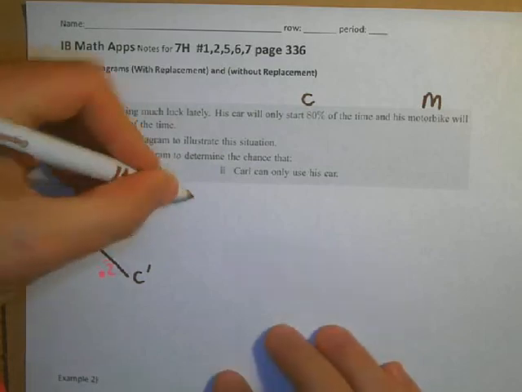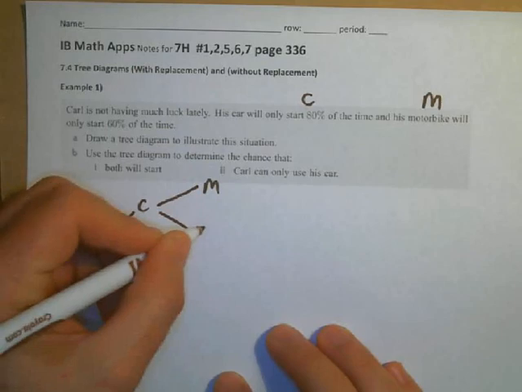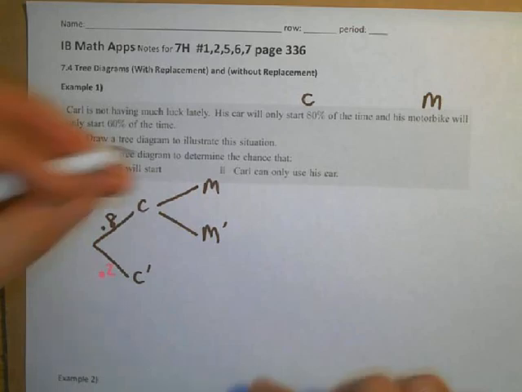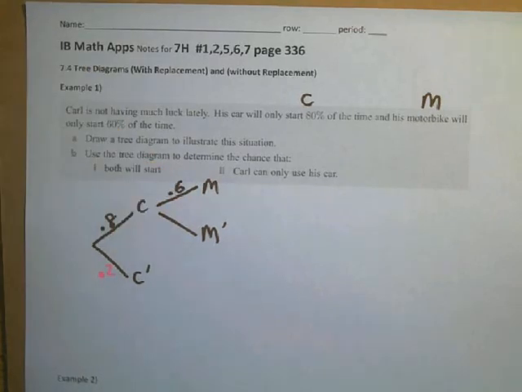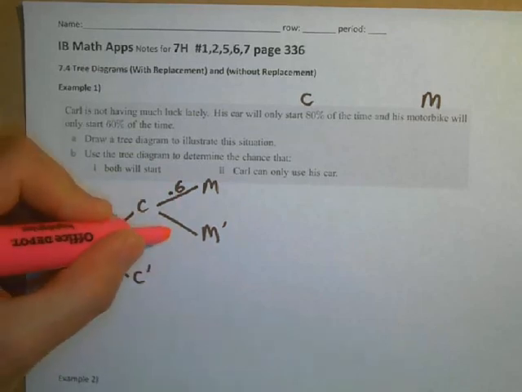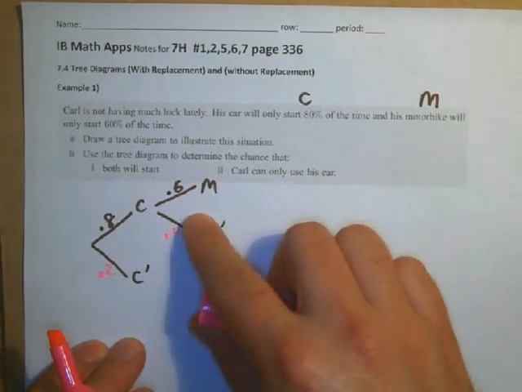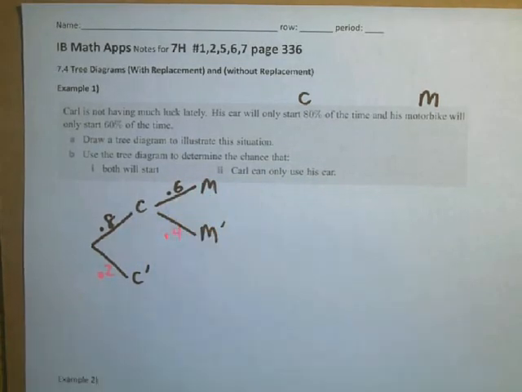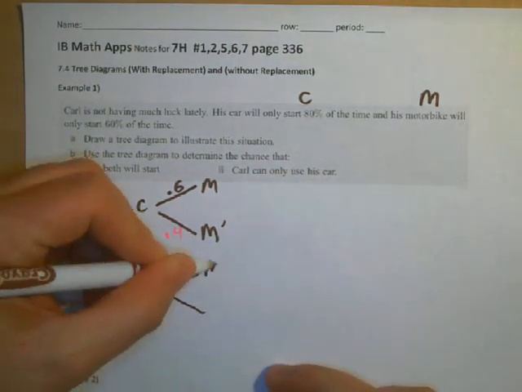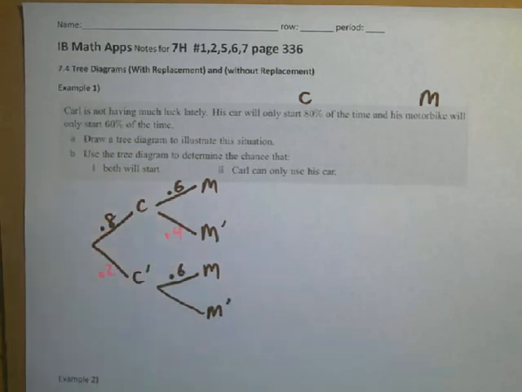Now, what about if the motorcycle is working and if the motorcycle is not working? Well, they said the motorcycle will only start 60% of the time. So we know that that's 0.6. So if we know that's 0.6, what does this one here have to be? You got it, 0.4, because it either starts or it doesn't start. The only chance that these have to add up to 1. Okay, same thing here. This is 0.6, and this is 0.4.